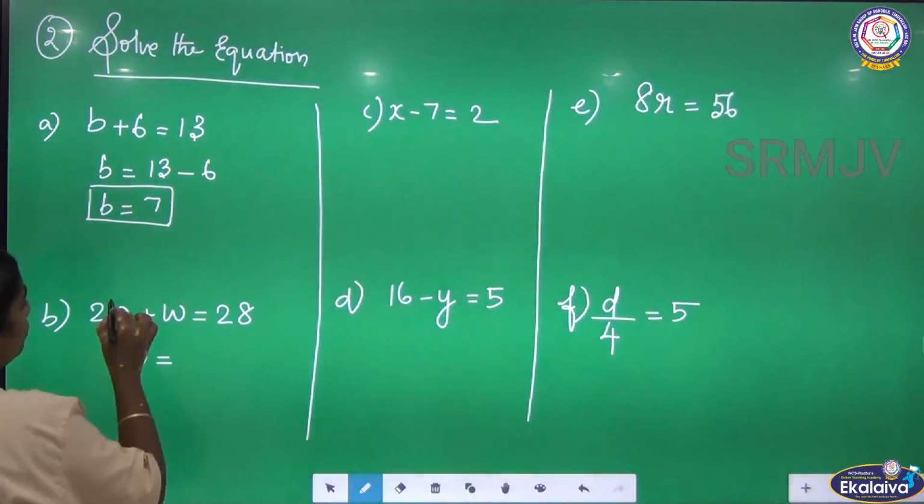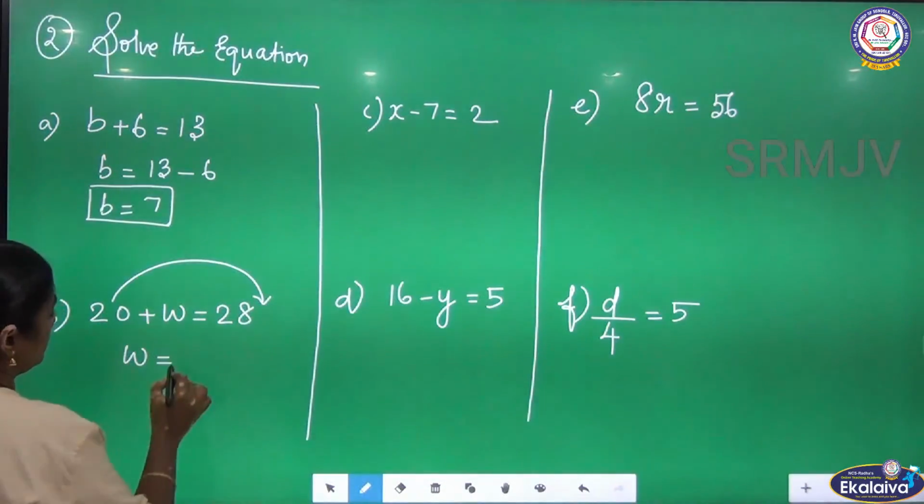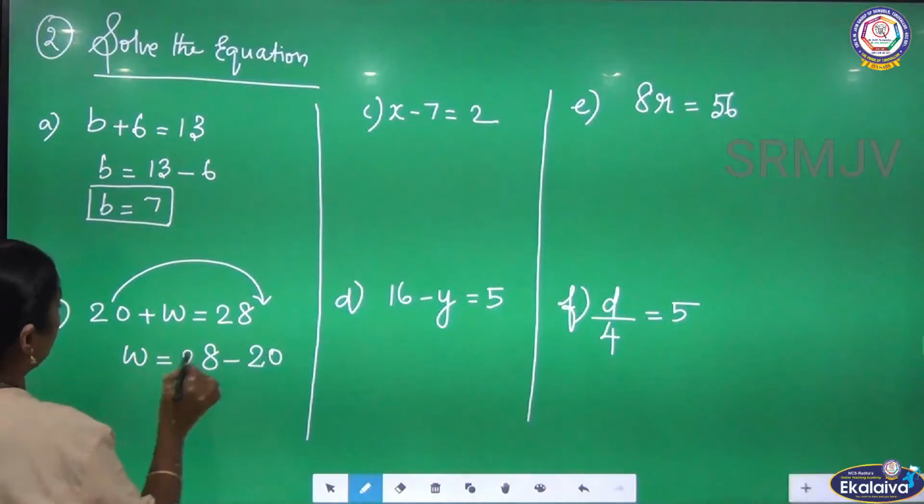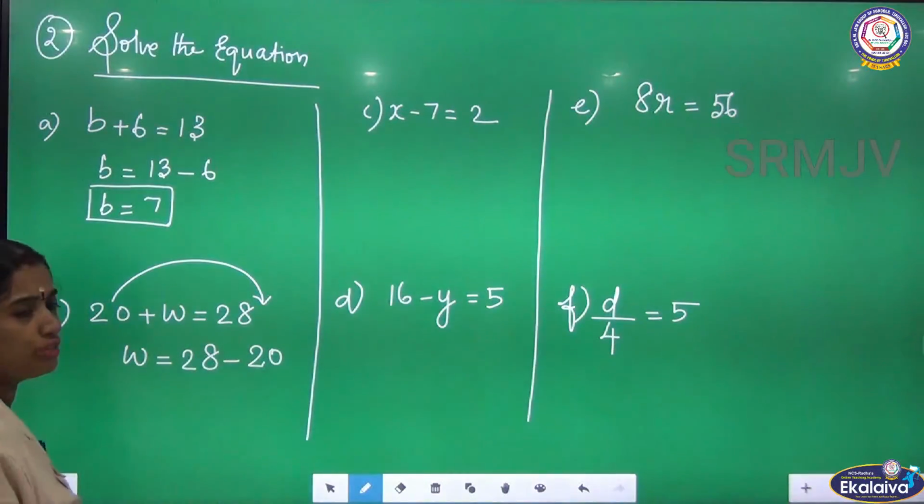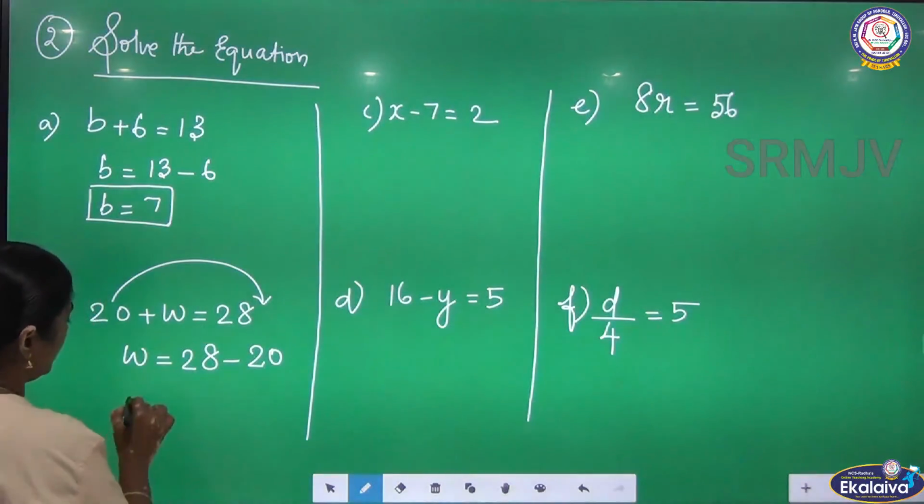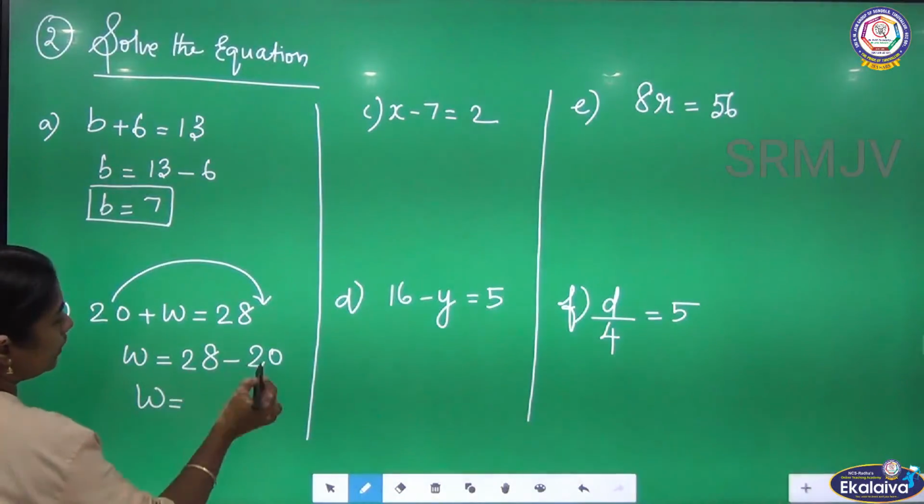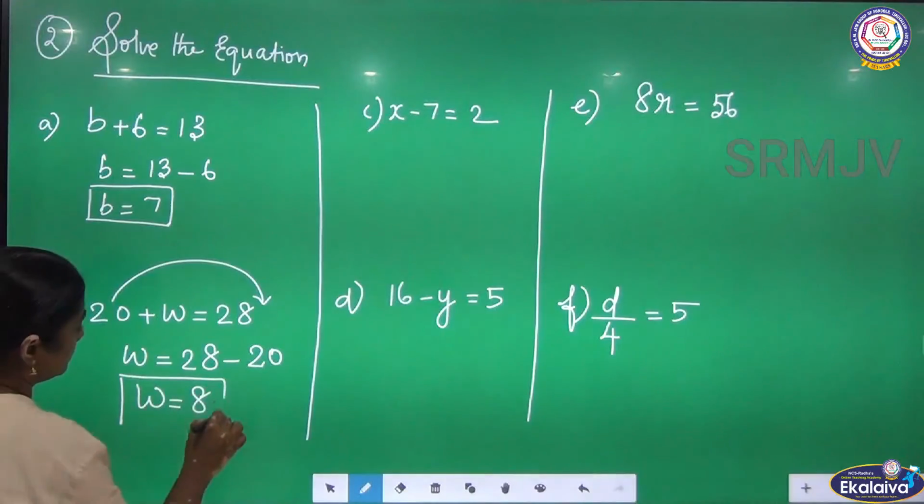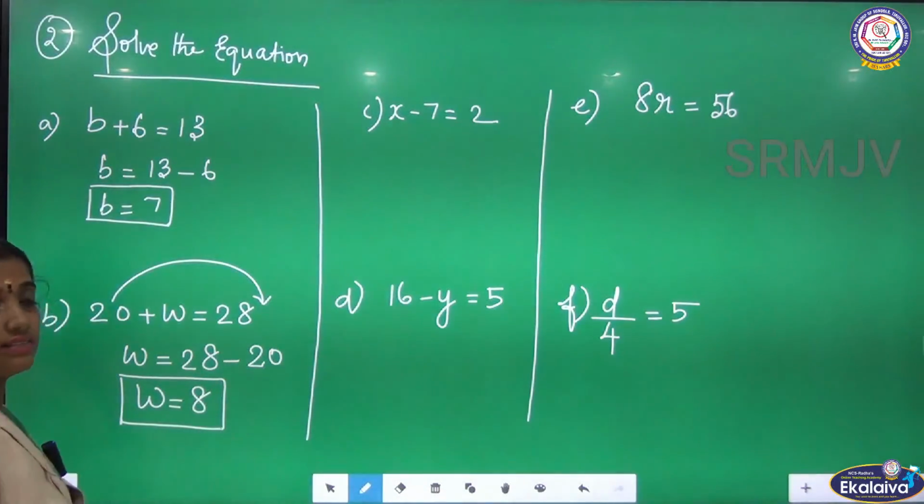just send this 20 to the other side. So, 28 minus 20, because the plus 20 when it moves this side, what does it become? Minus 20. So w is equal to 28 minus 20. What is the answer? 8 is the answer. Can you clear this?